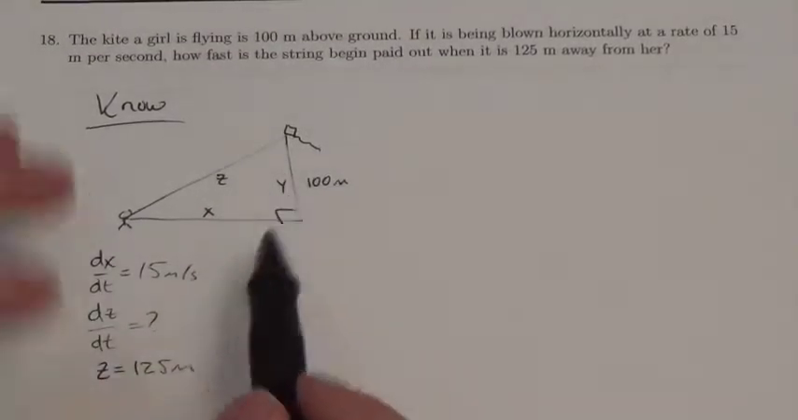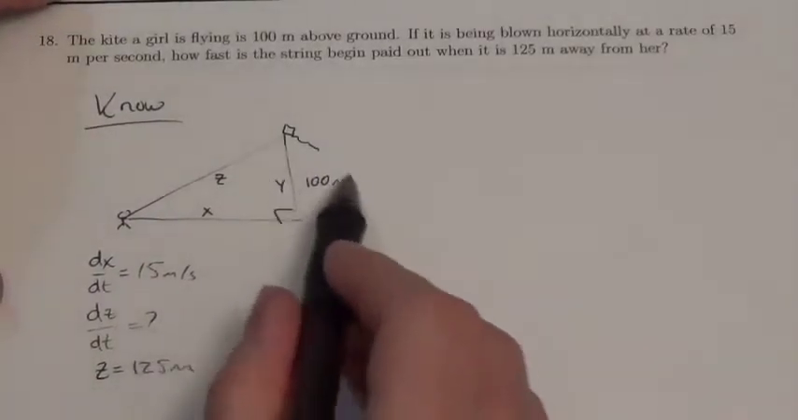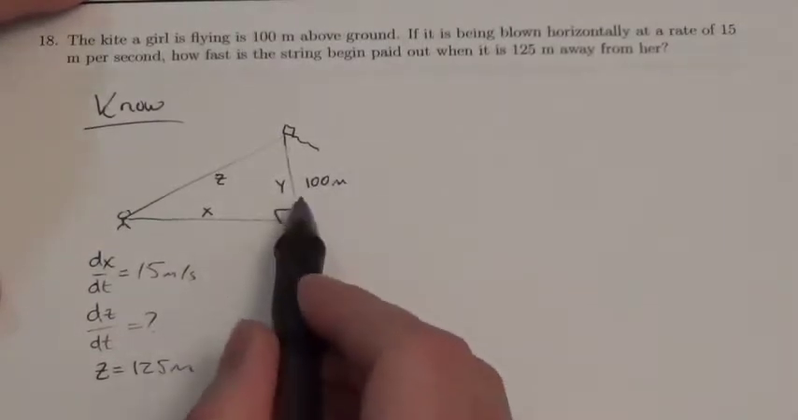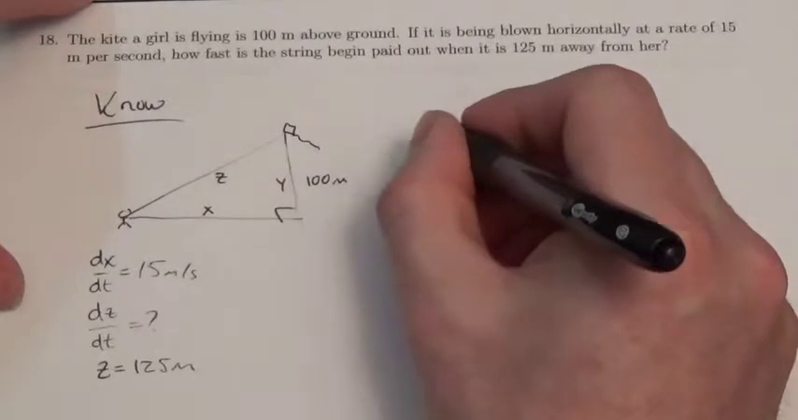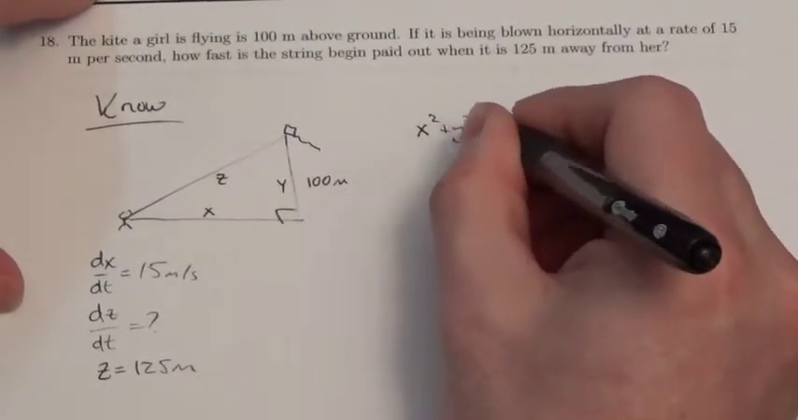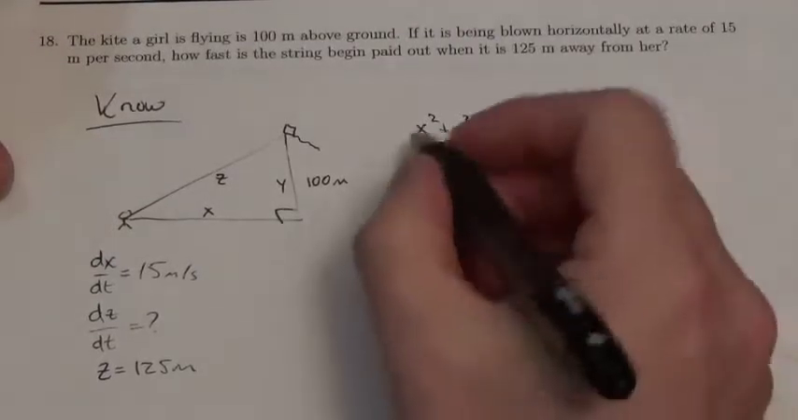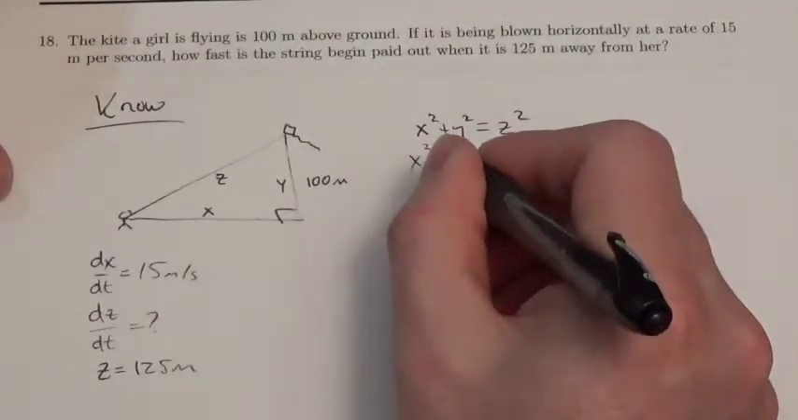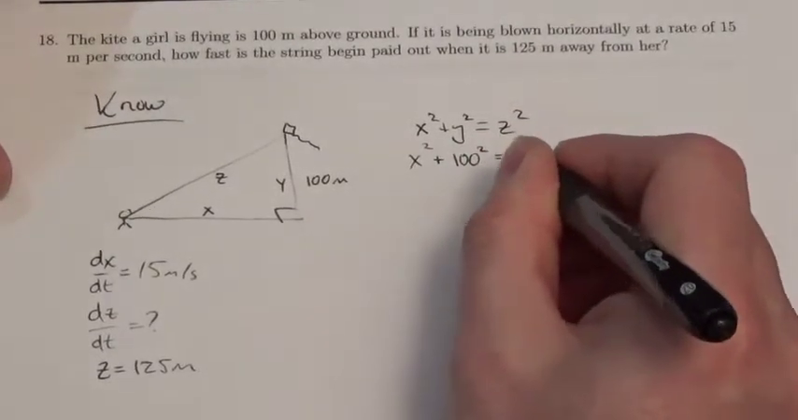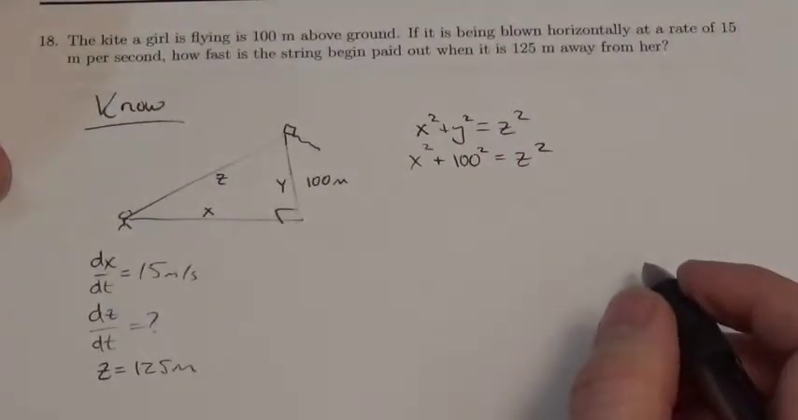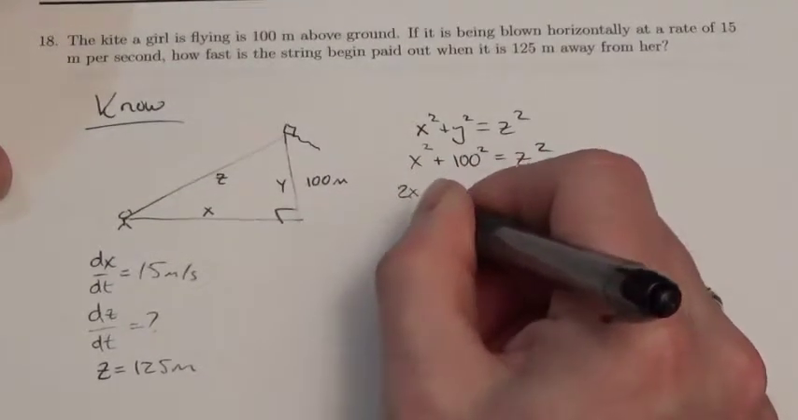Now, we assume in this question that the kite stays 100 meters above ground. So it turns out this right here is a constant. So now the equation that we need that relates those three variables together will be x squared plus y squared equals z squared. We're going back to the Pythagorean Theorem, old favorite. It's just that this time now we can make this 100 squared equals z squared. And I'm going to take the derivative to get the rate of change.